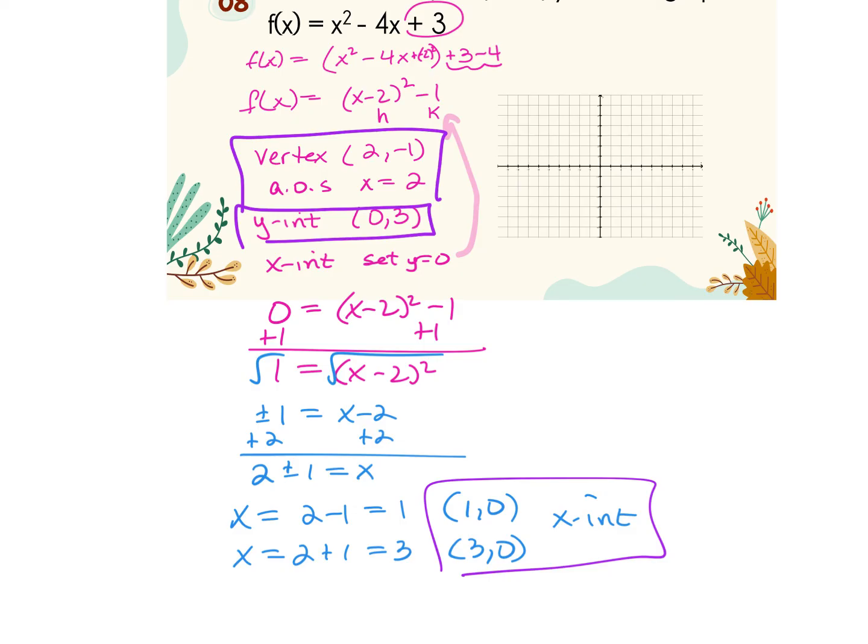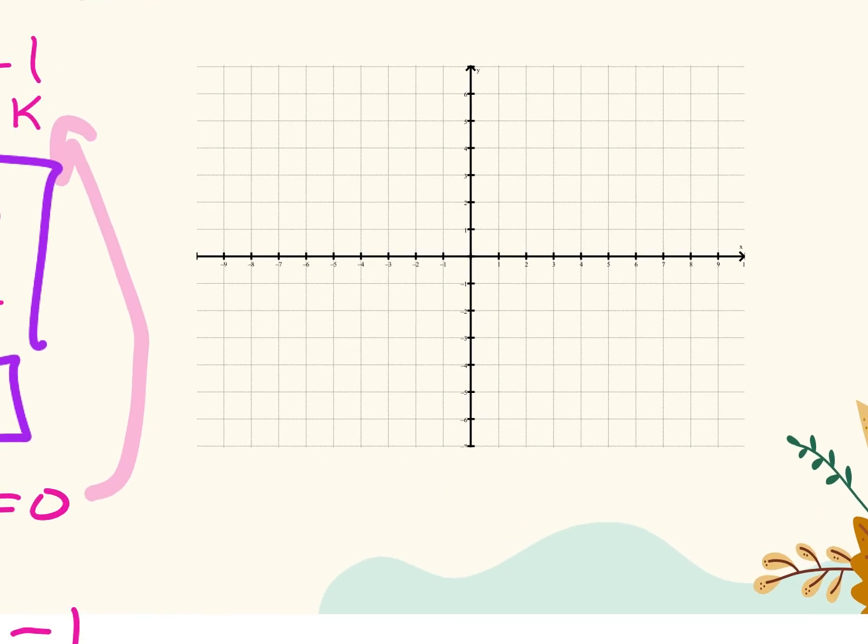So let me go ahead and graph the vertex first. It's the ordered pair (2, -1). I'm going to graph my y-intercept, which was (0, 3). Now, technically, I don't even need to graph the x-intercepts. I could just go ahead and put in my axis of symmetry here.